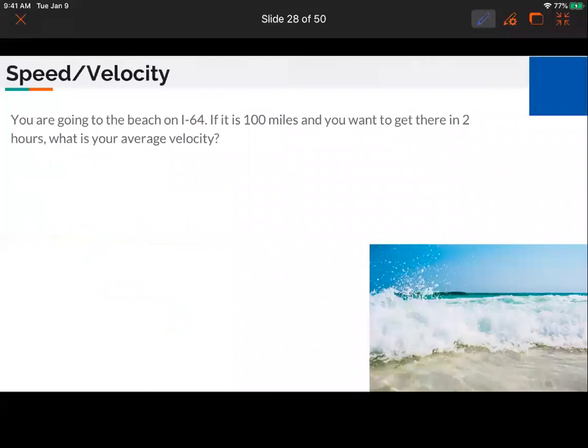All right, here's some more. You're going to the beach on I-64. If it's 100 miles and you want to get there in 2 hours, what is your average velocity? All right, so average velocity, displacement divided by time.